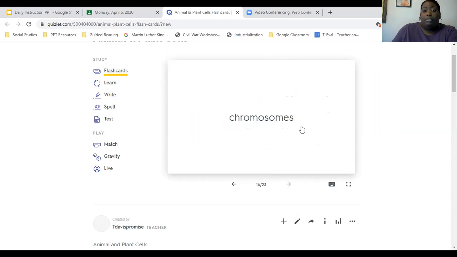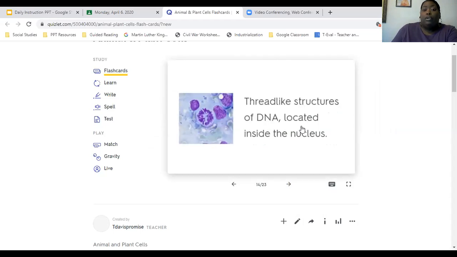Okay, chromosomes. So chromosomes are thread-like structures of DNA, and they're located inside of the nucleus. So where you get your hair color, your hair texture, your skin color, a hitchhiker's thumb, where you get long earlobes, attached earlobes, all of those genetic features are embedded in your DNA. And that DNA is found inside of the nucleus or the brain of the cell.